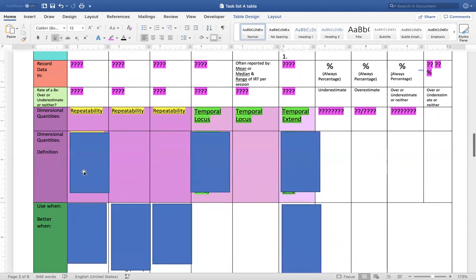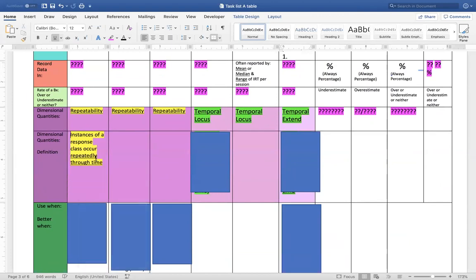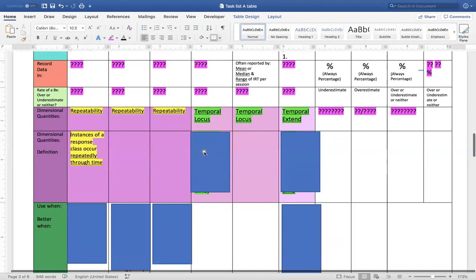The next one is the dimensional quantities definition. I don't think we need to do this one. I think you know it. It's instances of a response class occurring repeatedly through time. So that's why it's count, rate, and acceleration. Do we agree? We understand that part? Yeah. So temporal locus, does anybody want to give a shout out of what temporal locus is?